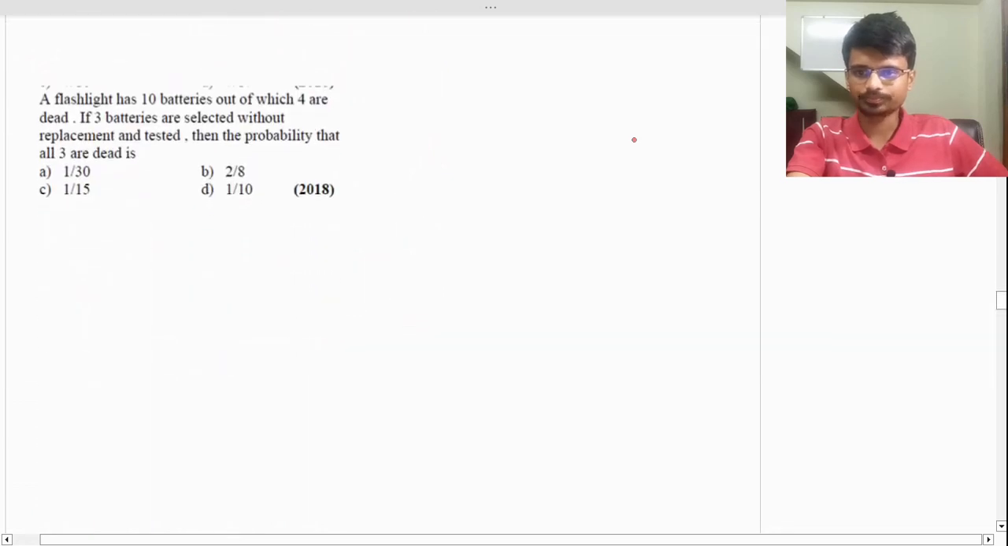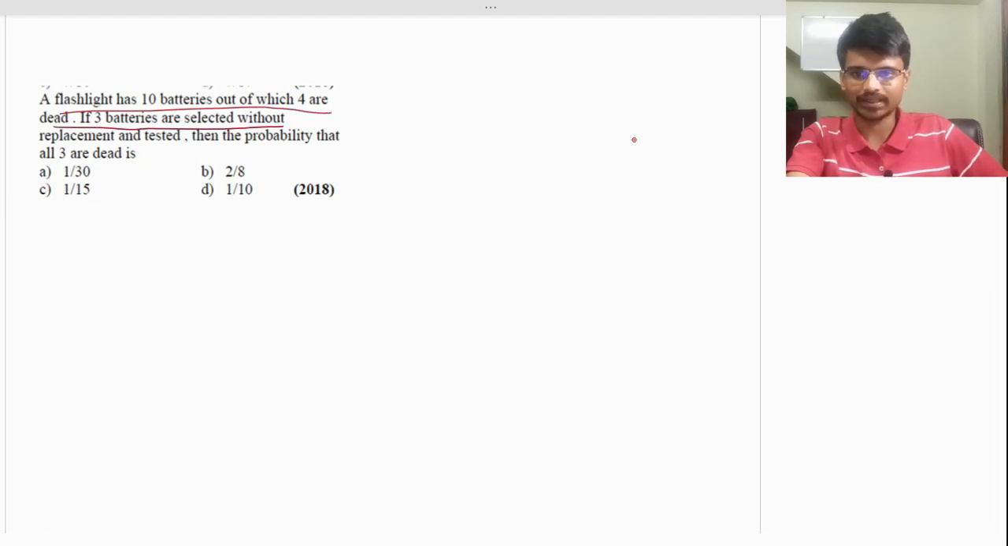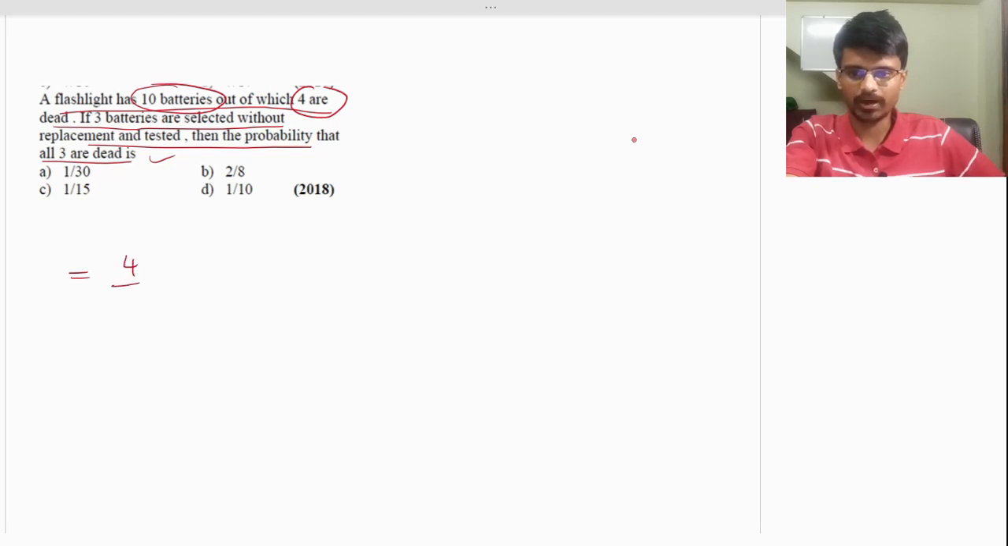Moving on, we have a flashlight that has 10 batteries, out of which 4 are dead. If 3 batteries are selected without replacement and tested, then the probability that all 3 are dead. Again, we'll be using the multiplication rule of probability. What is the probability that the first battery is dead? There are 4 batteries that are dead out of the 10 batteries, so it is 4 by 10, right?